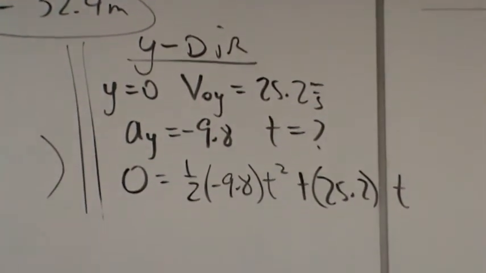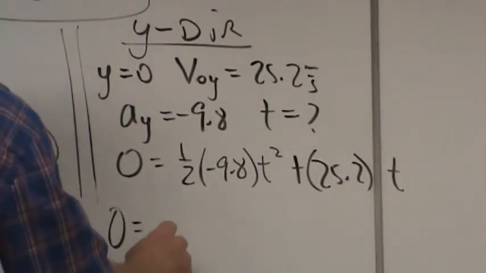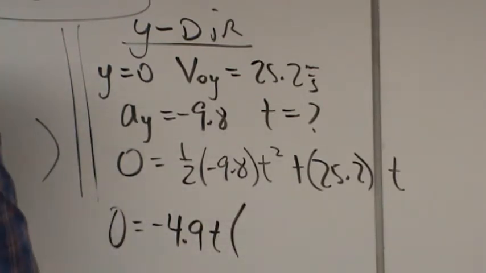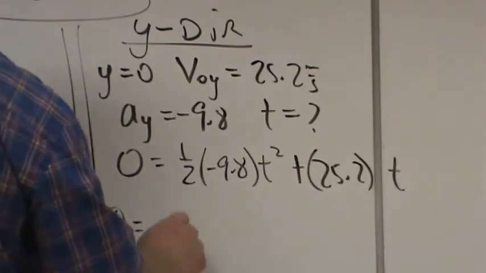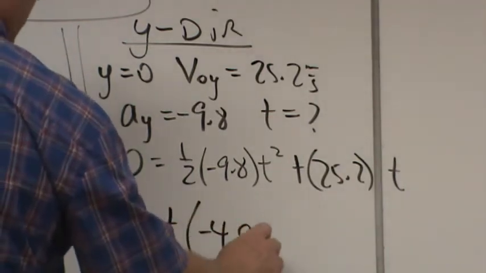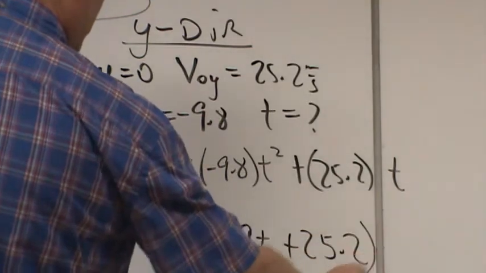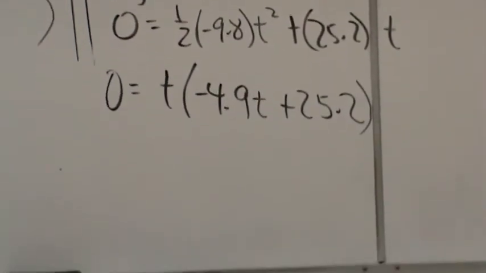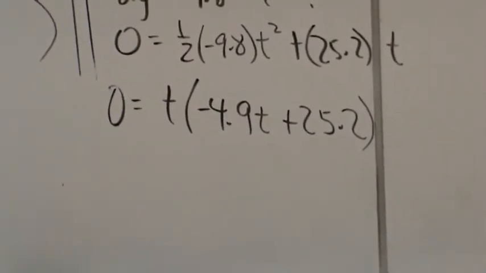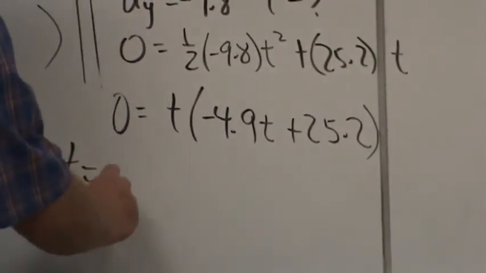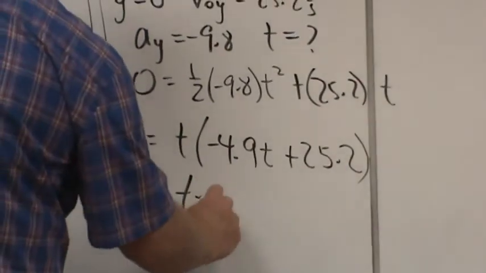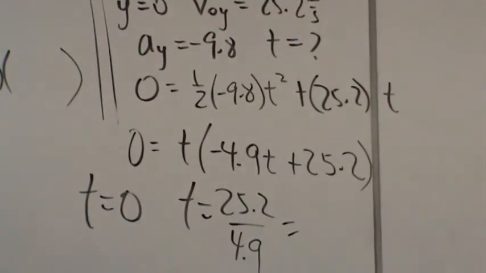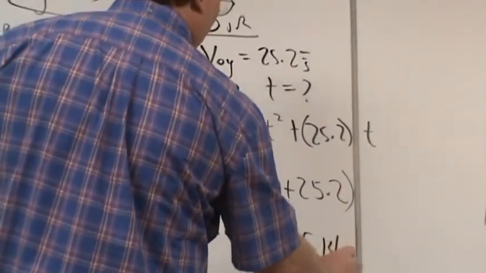Alrighty. So now I'm going to have to factor. So I got 0 equals negative 4.9 t times, well, no, I won't do that. I'll just factor t out, and I get negative 4.9 t plus 25.2. Are you guys okay with that factoring I just did? That I have negative 4.9 t squared plus 25.2 t, and so I factored t out. So I get two answers. I get t equals 0, and I get t equals 25.2 over 4.9, which ends up being 5.14, if I remember from last year, 5.14 seconds.